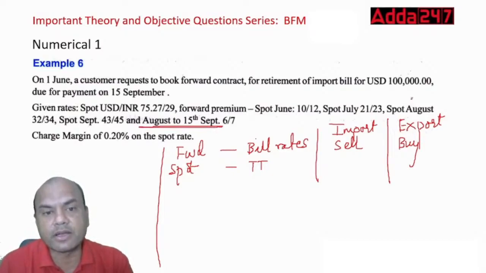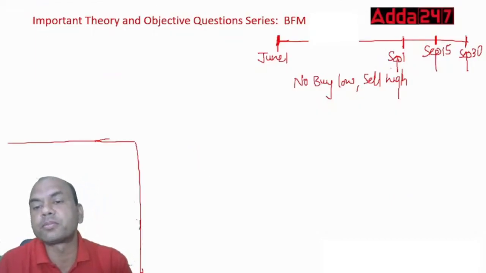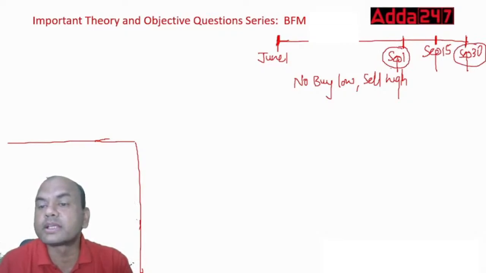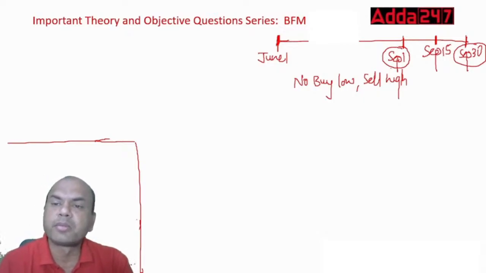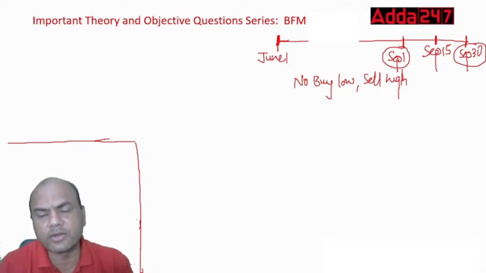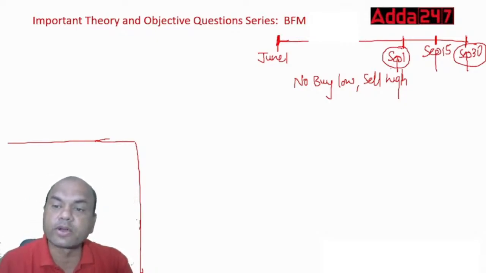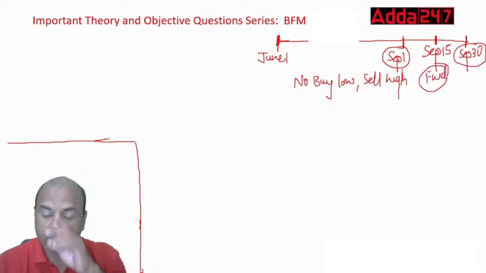So when the exact rate is available, you need not do buy low, sell high. Buy low, sell high is done when the rates for September 1 and September 30th are available, but you don't know the exact rate of September 15. But here we have the exact rate of September 15. It's already given. So now get the forward rate, the exact forward rate we want. How to get this?